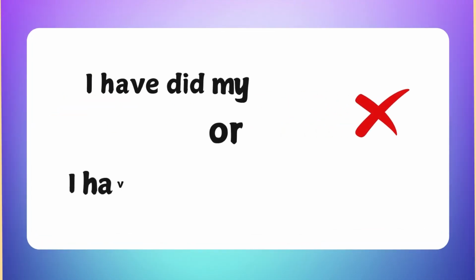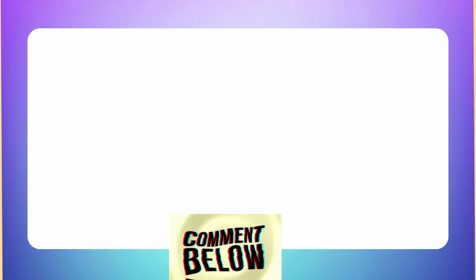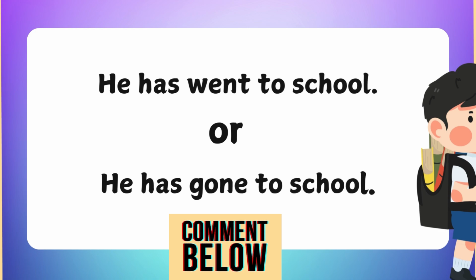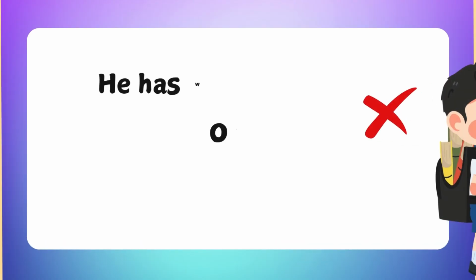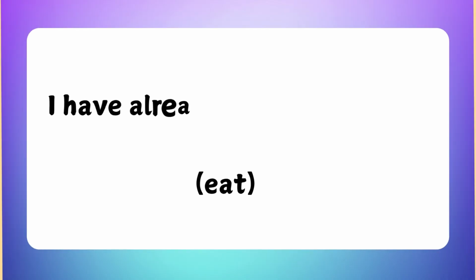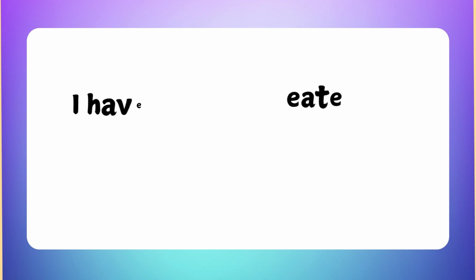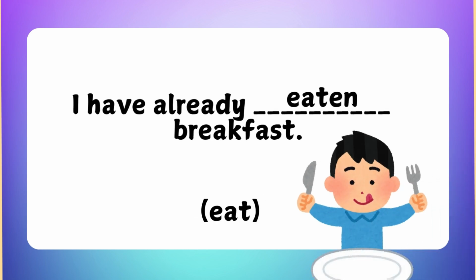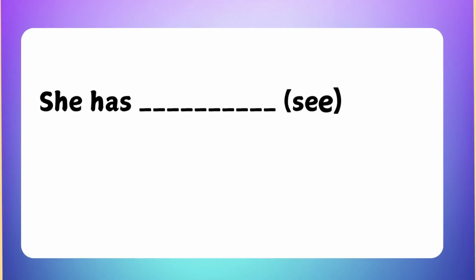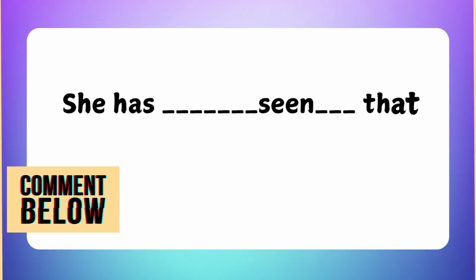I have done my homework is correct. He has went to school or he has gone to school. He has gone to school is correct. What is the correct one? I have already eaten breakfast. She has seen that movie is correct. Seen is the past participle of see.